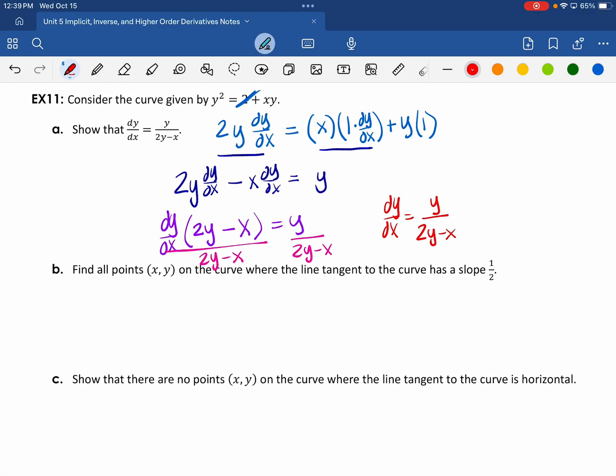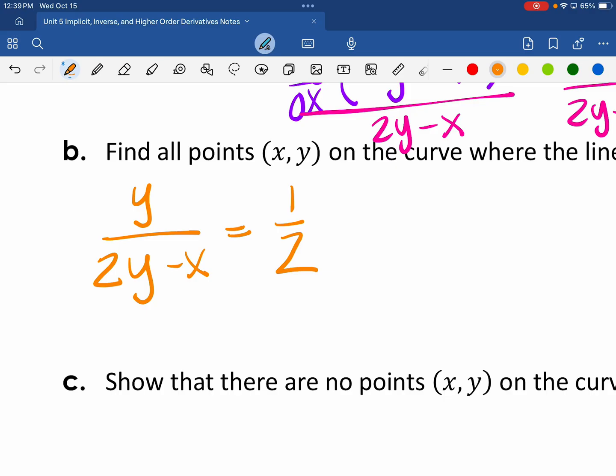Okay. So on part B, it says find all points x, y on the curve where the line tangent to the curve has a slope of 1/2. All right, well, what tells me slope? Derivative. So what am I going to do with my derivative? Plug all the points in. Set it equal to what? Set it equal to 1/2. Because I want to know when is the slope 1/2. So I want to know when is the derivative going to be 1/2.